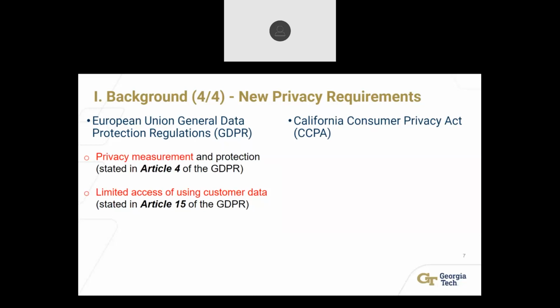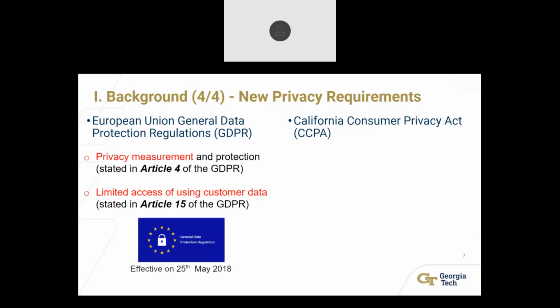Another thing is we have to limit access to customer data. For example, if we have a federated architecture or decentralized architecture, we have isolated training data, and these things have been stated in Article 15 of the GDPR. These things actually were discussed in 2016, just before the ImageNet boom, but they became effective in 2018.